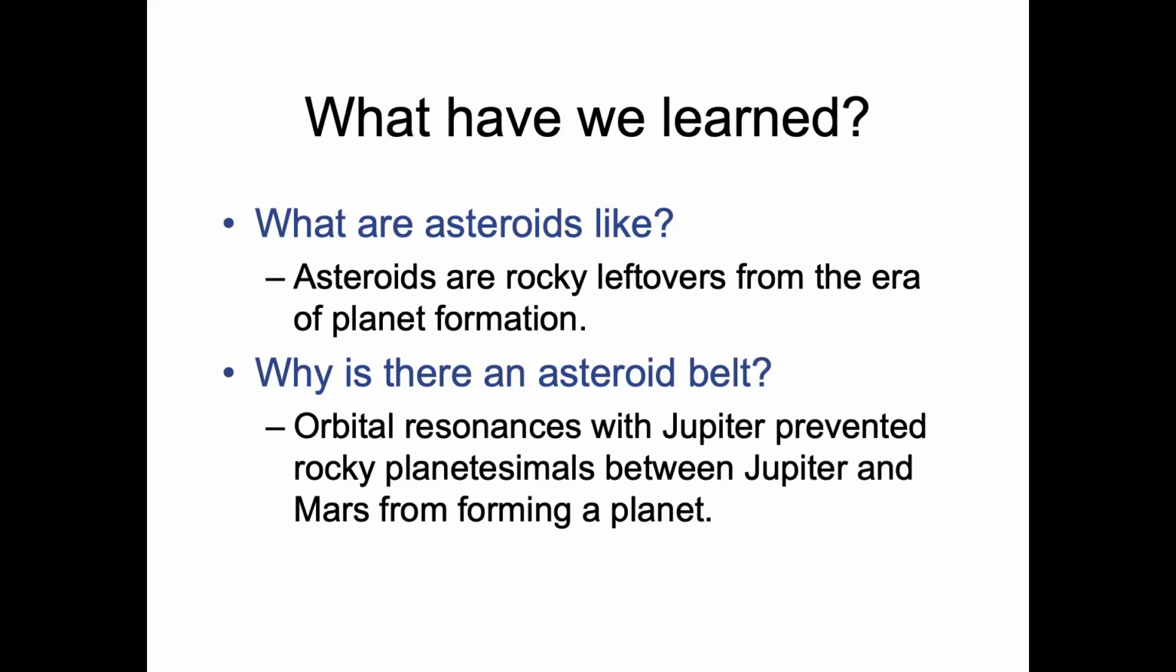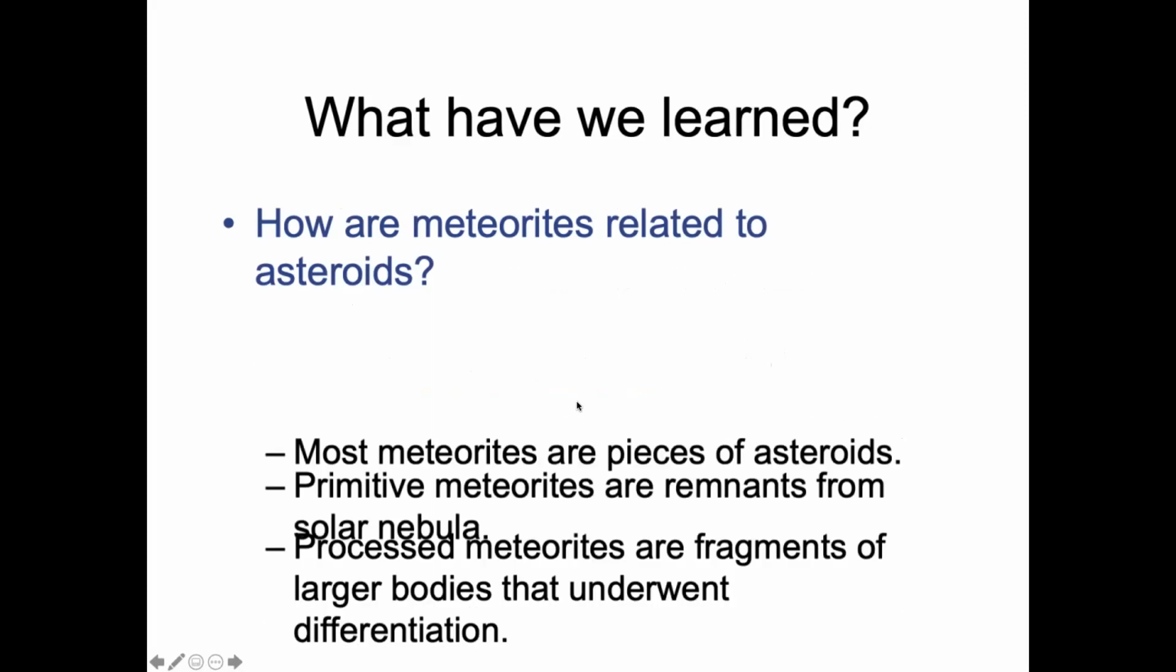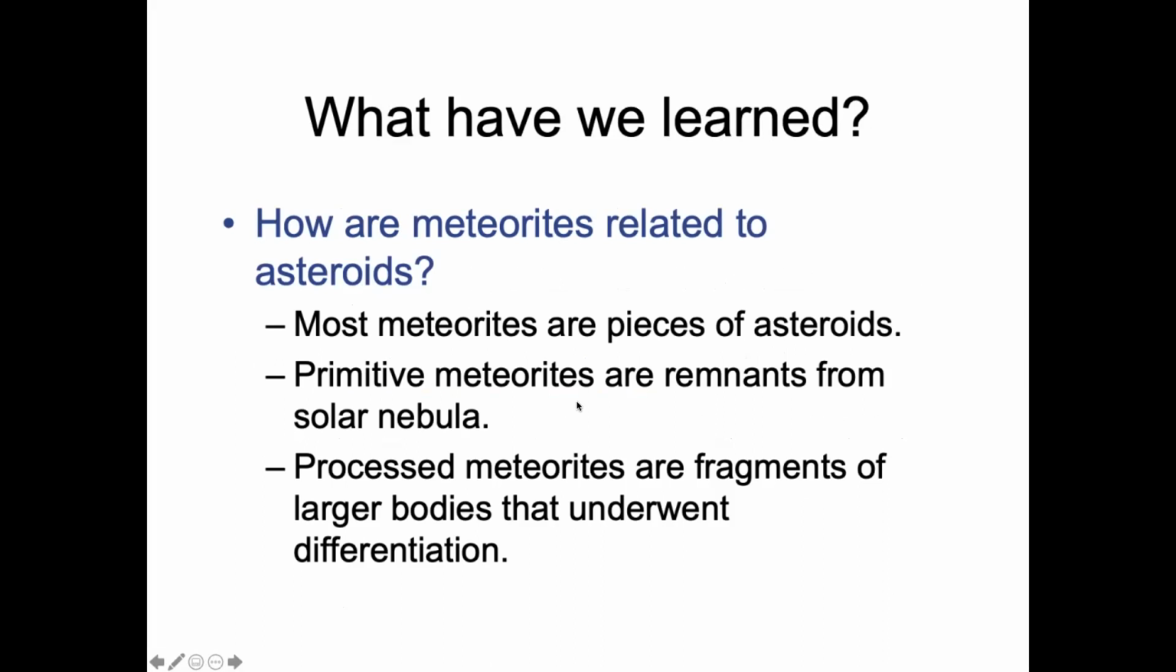And how are meteorites related to asteroids? Well, most meteorites come from asteroids. We have two different kinds of meteorites. We have the primitive ones, the things that are left over from the solar nebula. And then we have the processed ones, the ones that actually underwent some kind of differentiation where they sorted themselves out based on the density of their different materials. And some of them had cores, just like planets do.